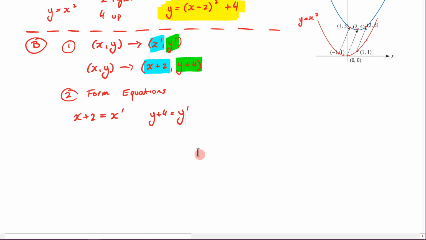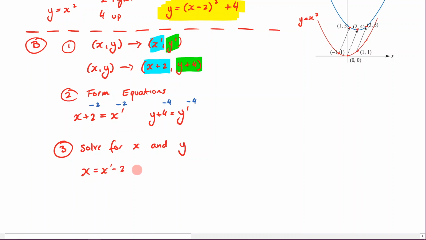Pretty easy, isn't it? What is our third step? We're now going to solve for x and y. So that means I'm going to minus 2 to both sides here, and I might even write this in just so you know what's going on. I'm solving for x. So I'm going to minus 2, and then over here I'm going to minus 4, minus 4. So that's going to leave me with x is equal to x dash minus 2, and over here I'm going to get y is equal to y dash minus 4.